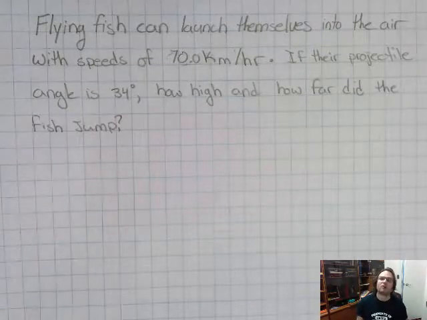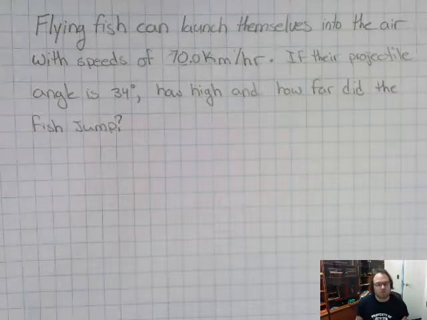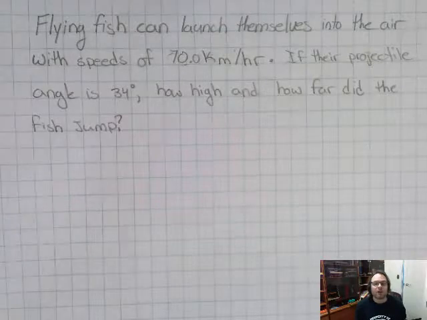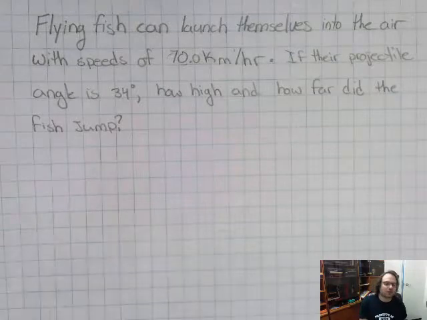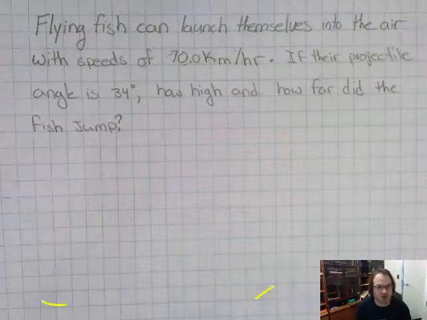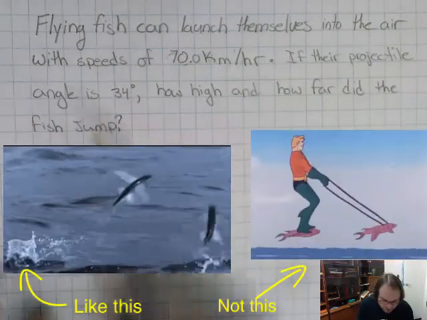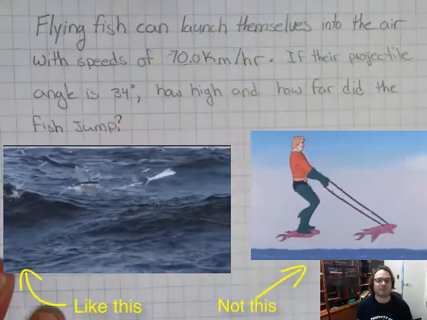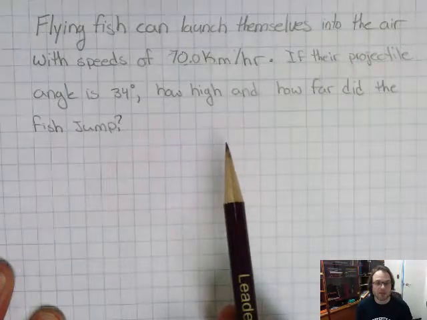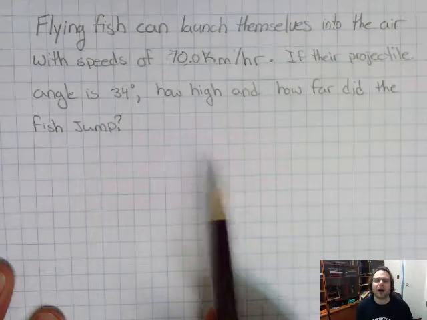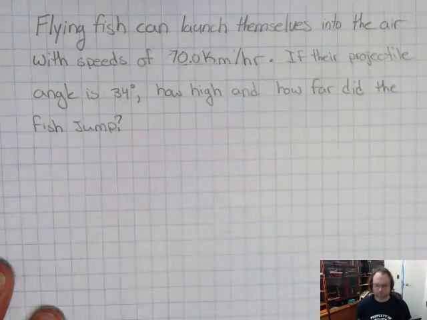Also, much like our Thelma and Louise lesson, which was horizontal projections off a cliff, we discovered as a class that the one variable that can be transferred between the x and y components is time. So let's take a look at our question here as a review. It says, flying fish can launch themselves into the air with speeds of 70 kilometers an hour. If their projectile angle is 34 degrees, how high and how far did the fish jump?